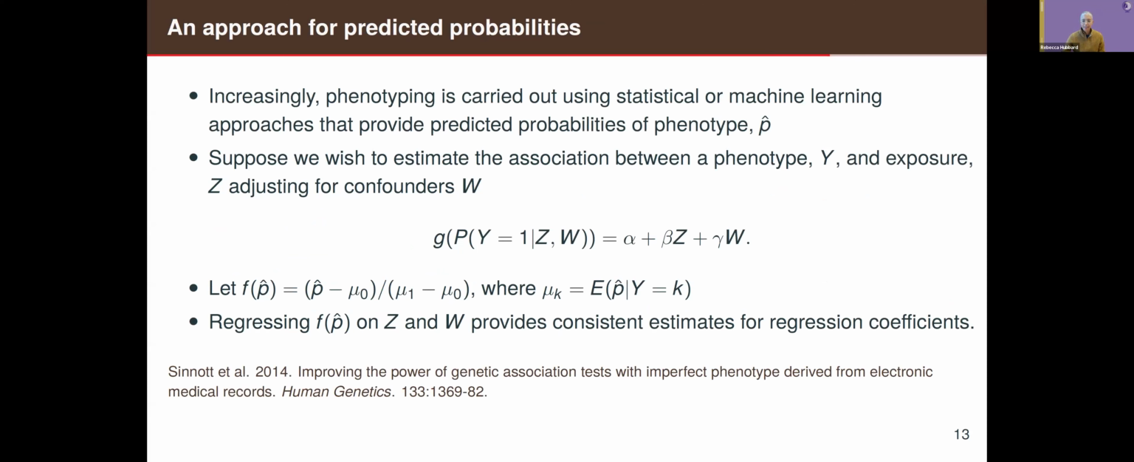It turns out that if you have a true phenotype Y and you want to regress it on a couple of covariates, but you don't have access to Y, you only have access to a prediction for Y, p hat, and you make this transformation of the p hats, where you subtract off the mean p hat among true controls and divide by the difference between the mean p hat among cases and controls, regressing f of p hat on Z and W will lead to an unbiased estimate.